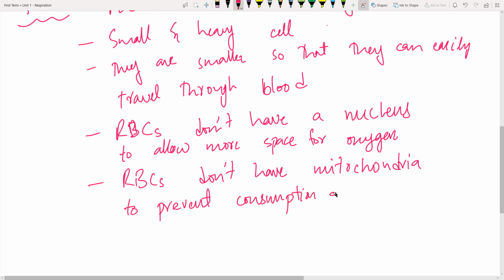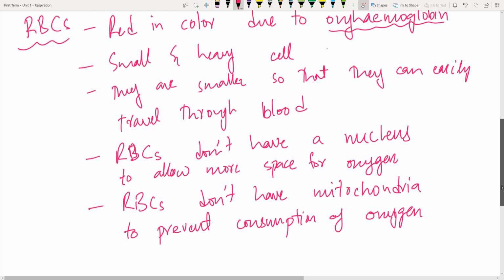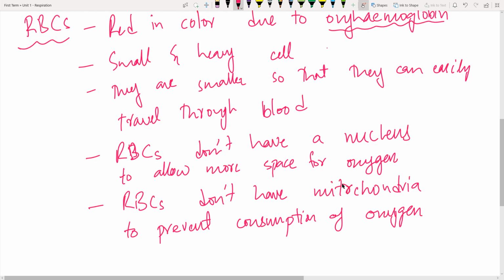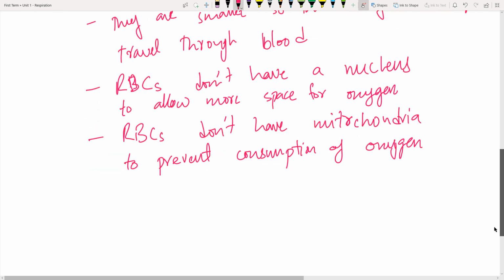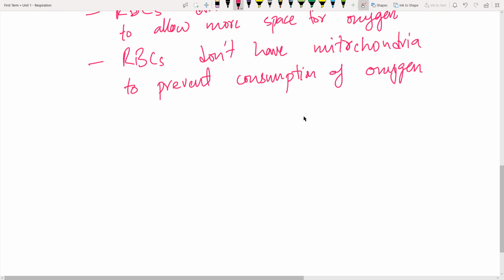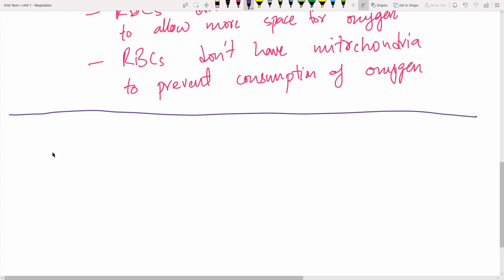To prevent consumption of oxygen, right? If our red blood cells were to contain mitochondria, which we studied in the process of respiration, the component of the cell that generates CO2 and consumes oxygen, then it is going to consume the energy as well as the oxygen that it is supposed to carry in the blood. So that is why red blood cells do not have nuclei, to have more space for oxygen, and they don't have mitochondria so that they don't consume the oxygen they're carrying, right? These are the important points related to red blood cells.